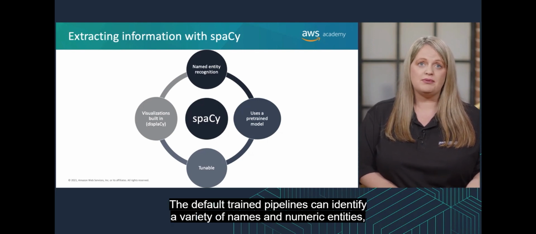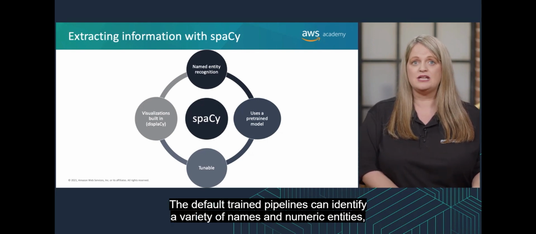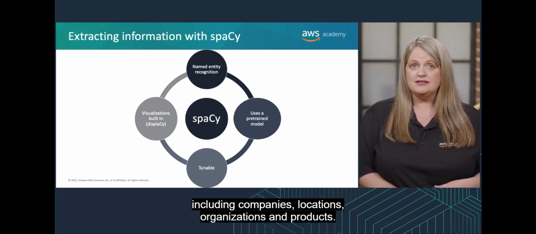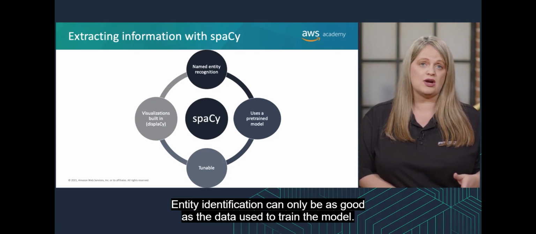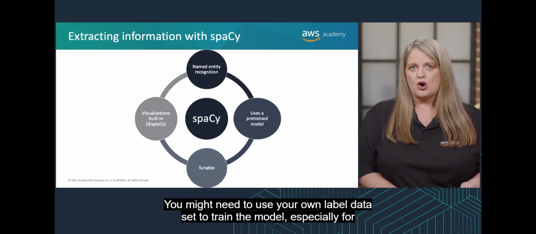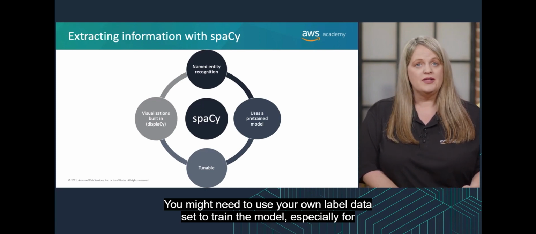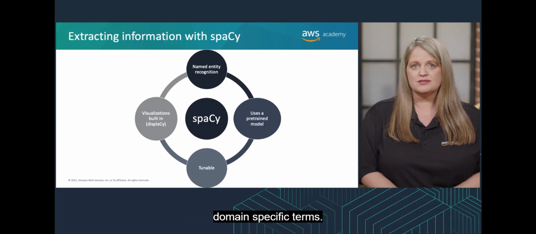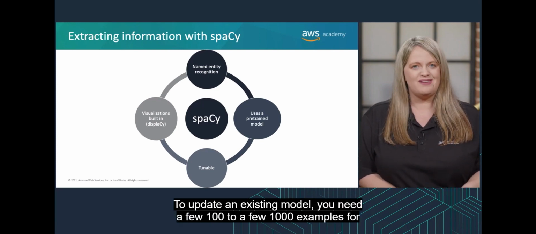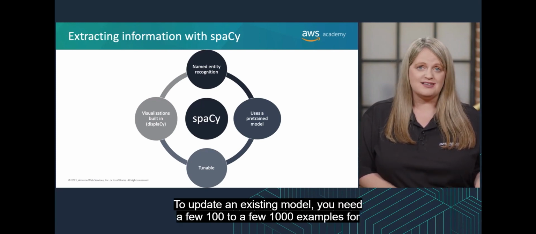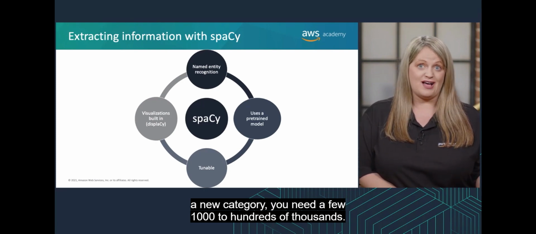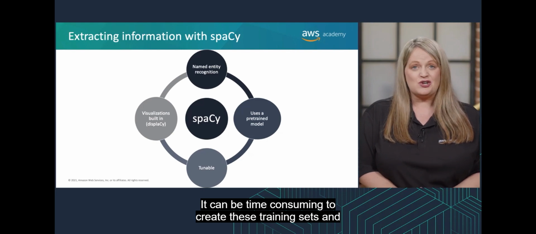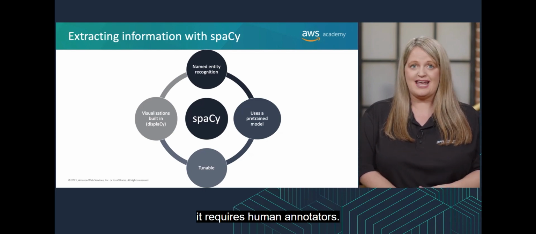The default train pipelines can identify a variety of named and numeric entities, including companies, locations, organizations, and products. Entity identification can only be as good as the data used to train the model. You might need to use your own labeled dataset to train the model, especially for domain-specific terms. To update an existing model, you need a few hundred to a few thousand examples. For a new category, you need a few thousand to hundreds of thousands. It can be time-consuming to create these training sets, and it requires human annotators.